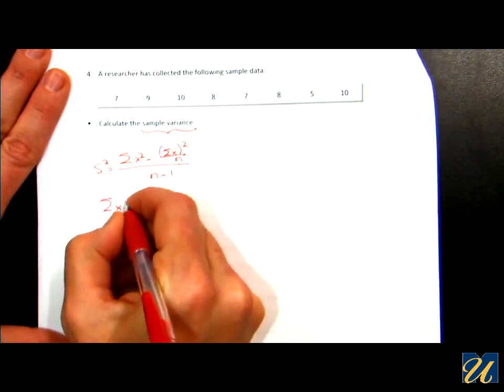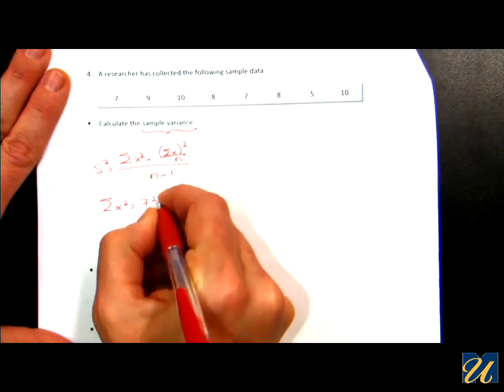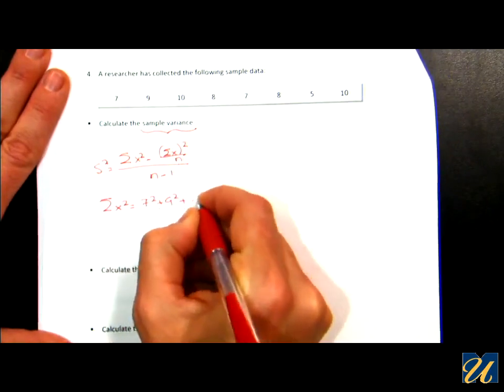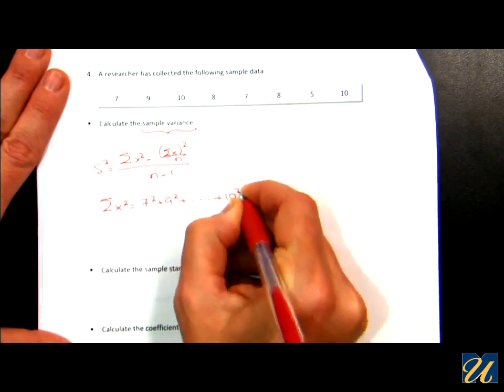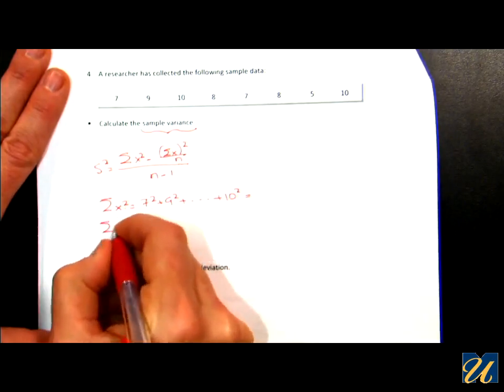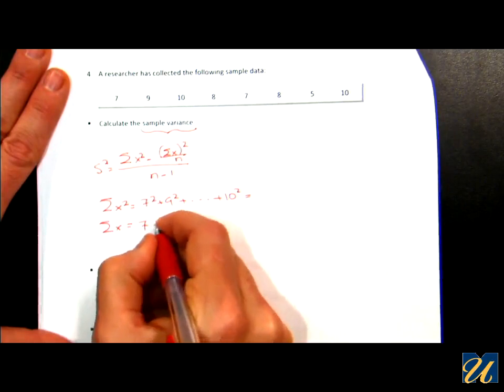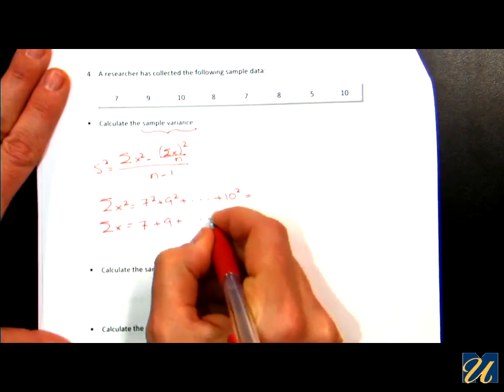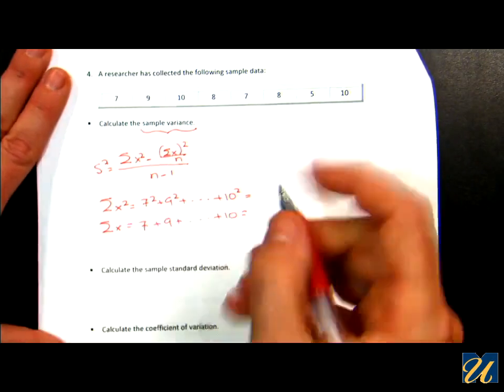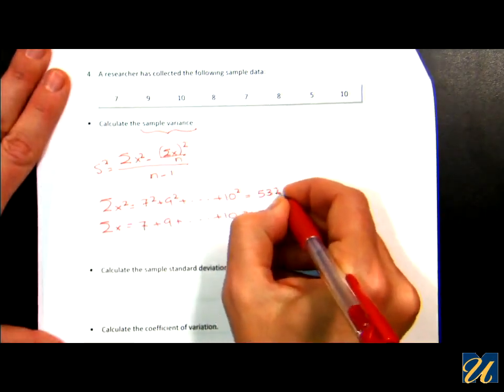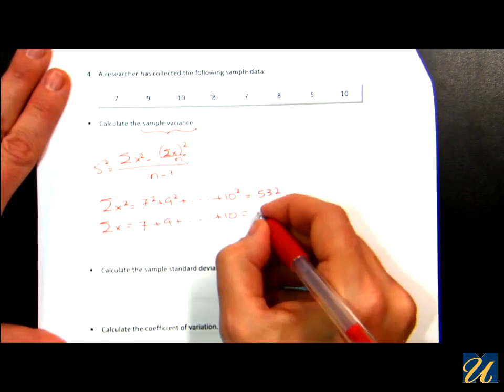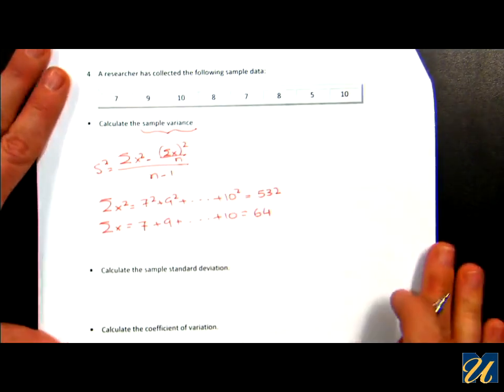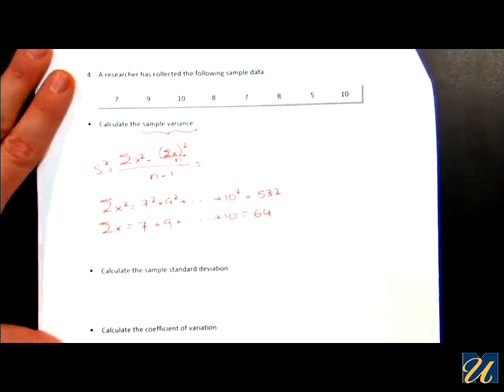And then you start calculating each component. So the sum of the squared entries, 7 squared plus 9 squared plus all the way to the end, 10 squared. The sum of entries, you simply add all the entries in your data set. The sum of the squared entries will be 532. The sum of the entries will be 64. We plug in the numbers in our formula.